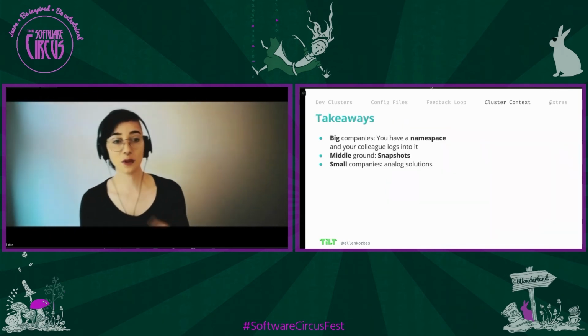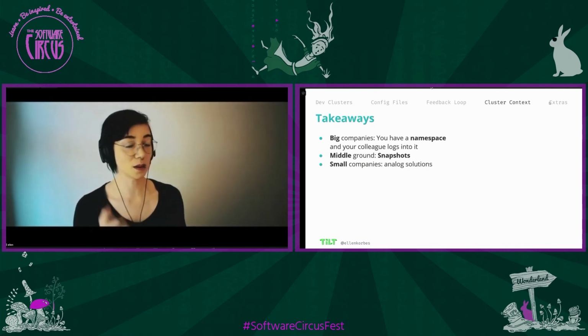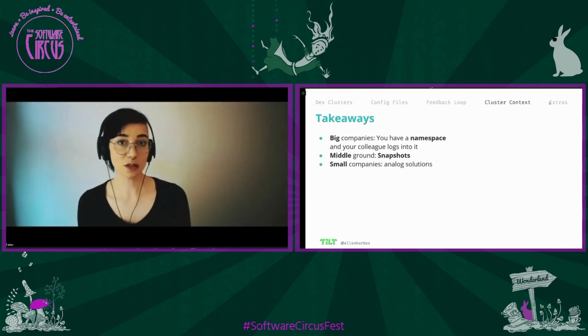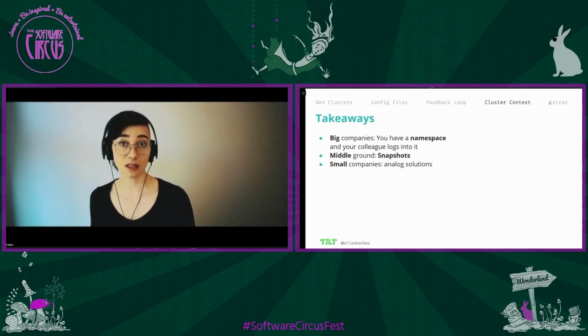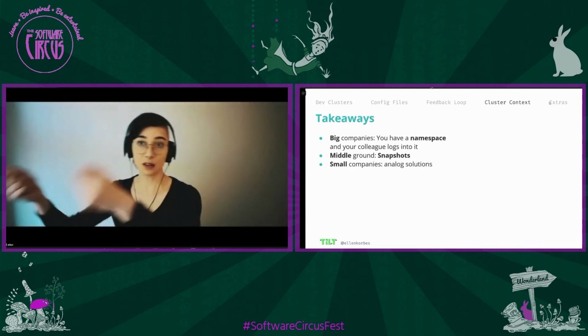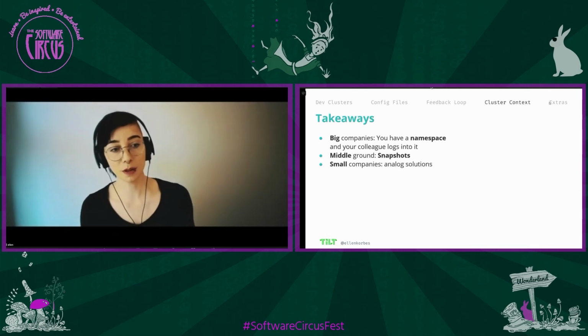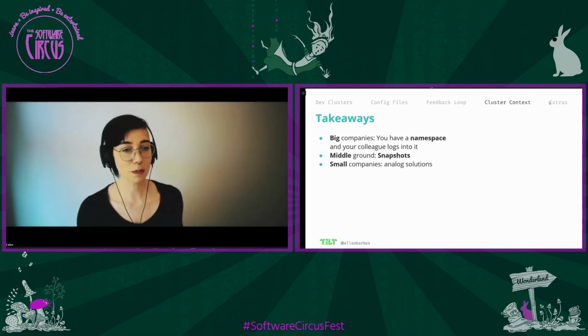Takeaways. If you have a big shared development cluster, you can just separate things into namespaces and allow one developer to look at what the other developer is doing, and that is ideal. A middle ground is snapshots, and the old-fashioned way is basically, here, look at my laptop, or copy and paste logs around, which I'm not a really big fan of, but at a certain scale, it works and it's less headache.